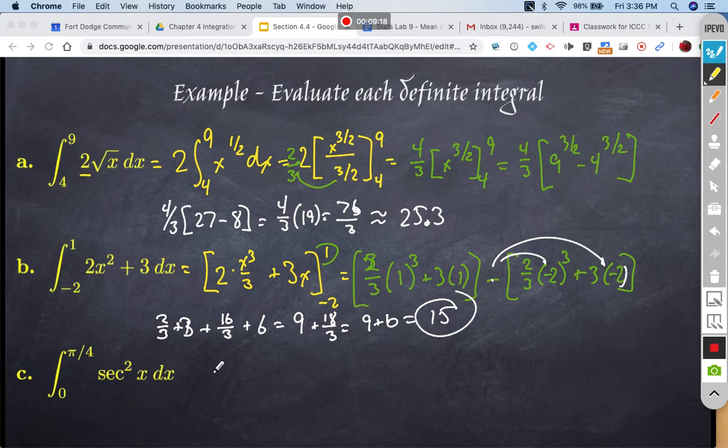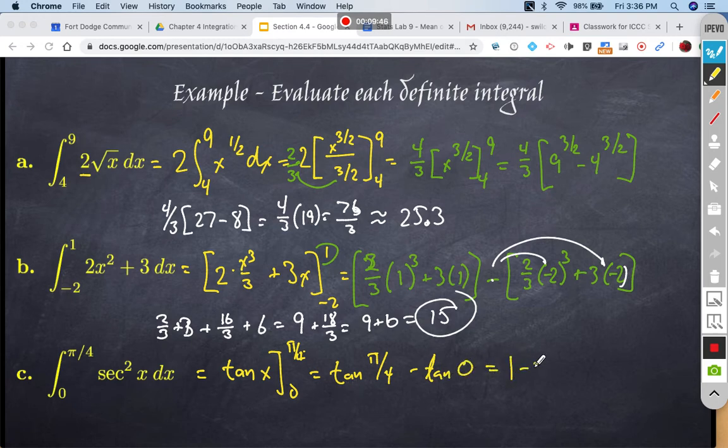And if you remember or look up in your handy-dandy table, the antiderivative of secant squared is tangent. So that's the tangent of x, evaluated from 0 to pi over 4. So that's going to be the tangent of pi over 4 minus the tangent of 0. Tangent of pi over 4 is 1. Tangent of 0 is 0. So we get an answer of 1. Woohoo!